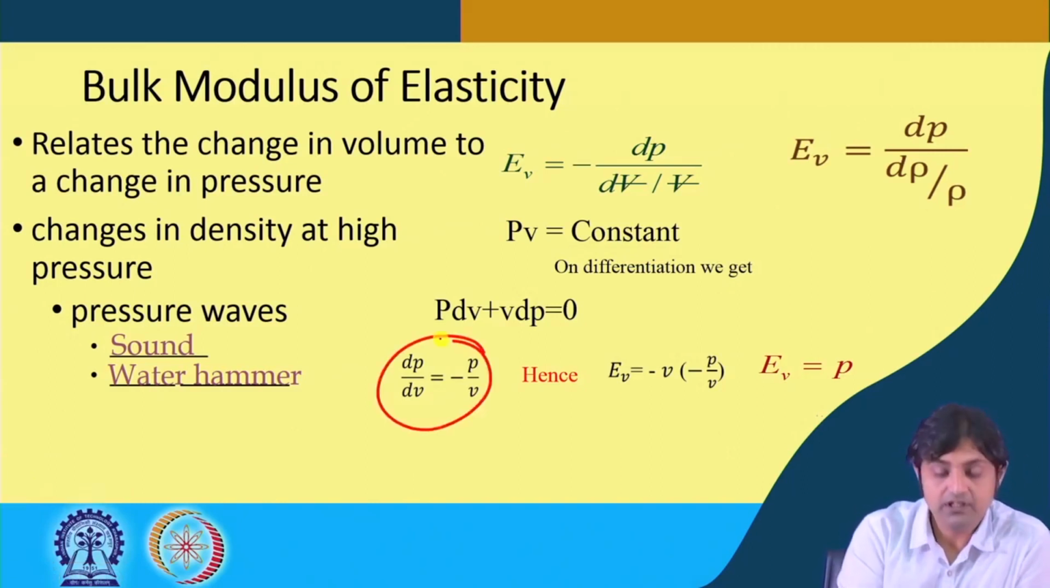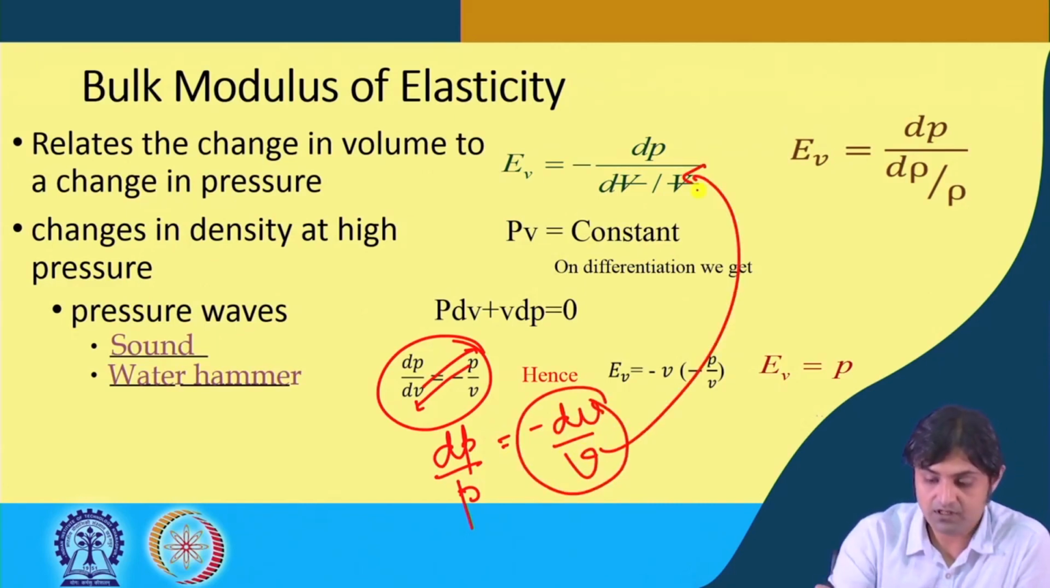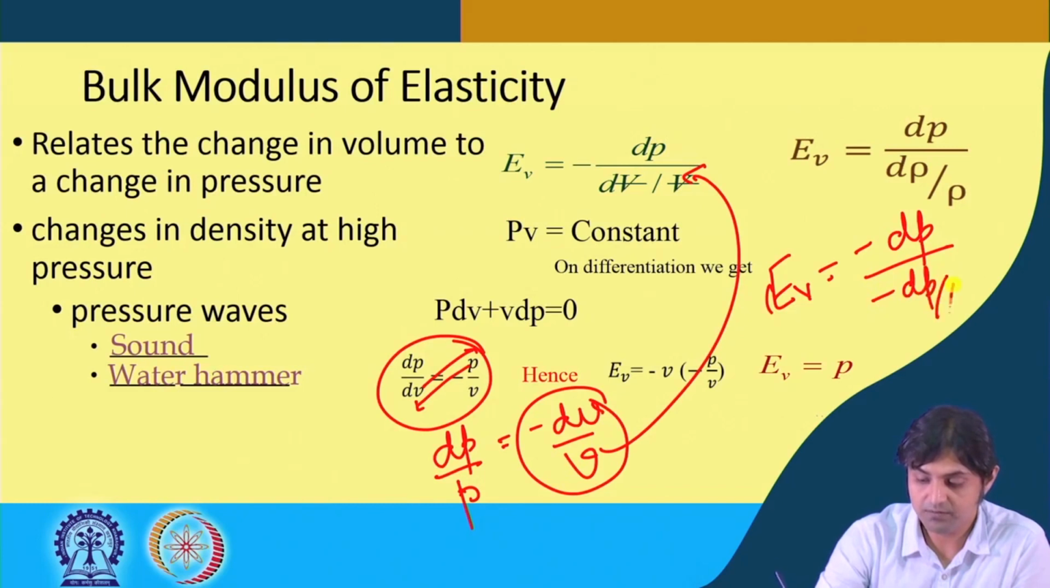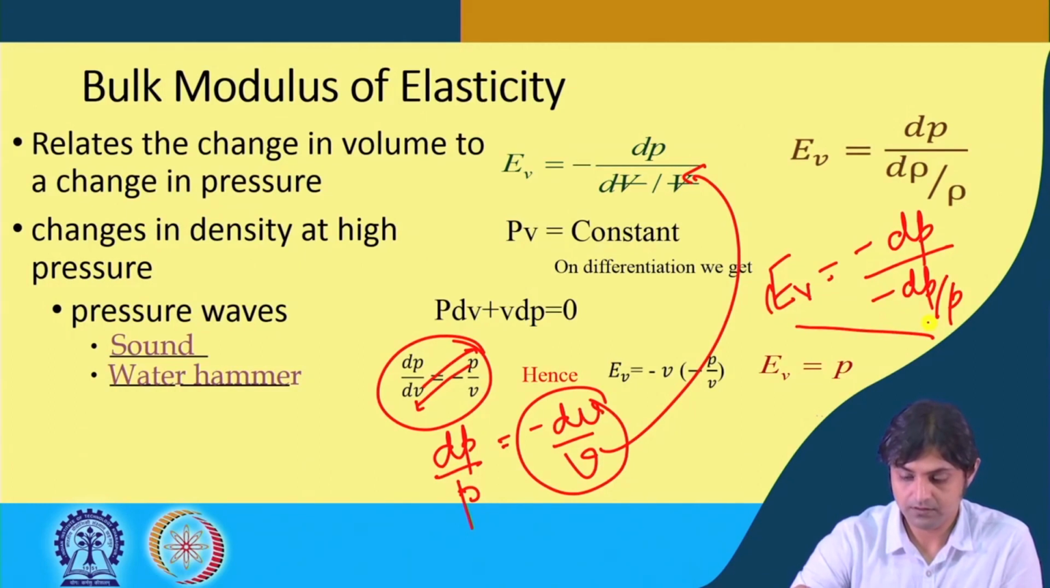So if you see this equation, dP by dV is equal to minus P by V. If you bring P on this side and dV, it's dP by P is equal to minus dV by V, and this minus dV by V comes here, and therefore Ev can be written as minus dP divided by dV by V, which is minus dP by P. So this becomes pressure.